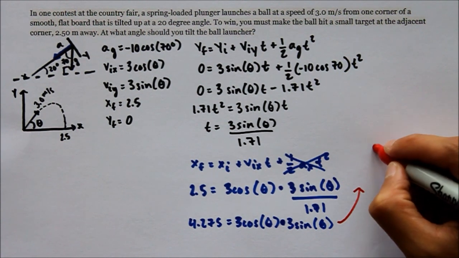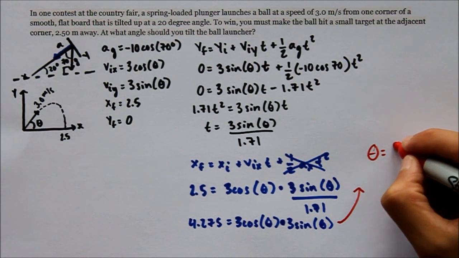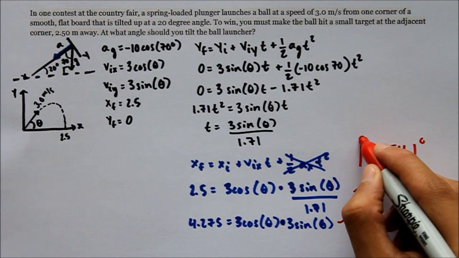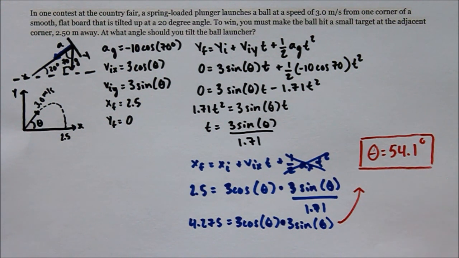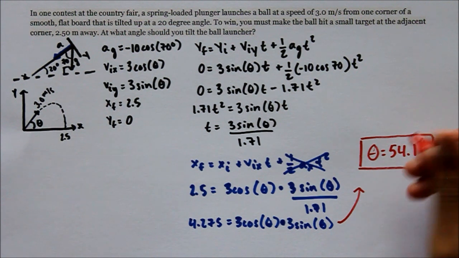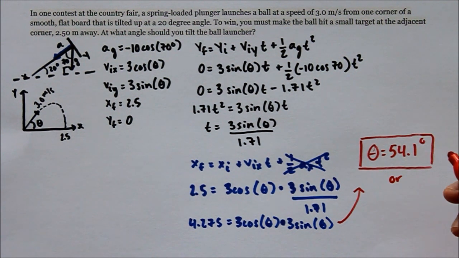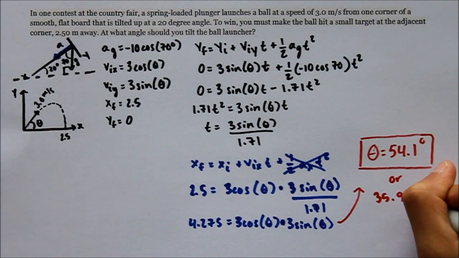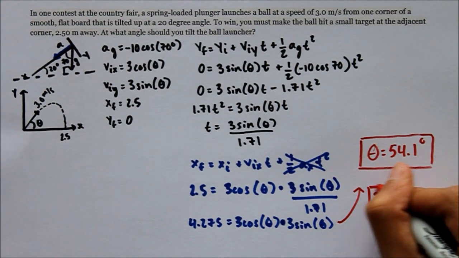So if you go up, you're going to get theta to equal 54.1 degrees. And that is the answer. Now, I know some of you are going to start freaking out and telling me that that's not the answer our instructor gave us, but we have to remember that whenever we're doing projectile motion, you can always have two thetas. So one is going to be your original theta, or you could have 90 minus theta, which will give you the exact same range. So 90 minus 54.1 is going to be 35.9 degrees, equal to theta. So both of those are possible answers.